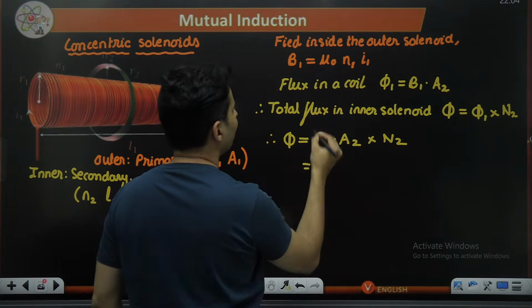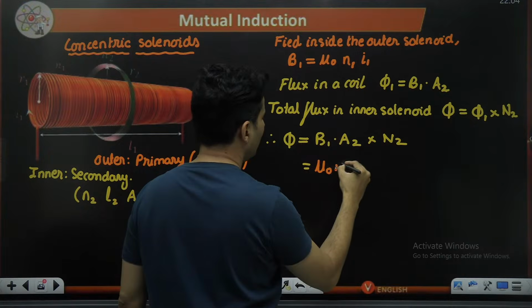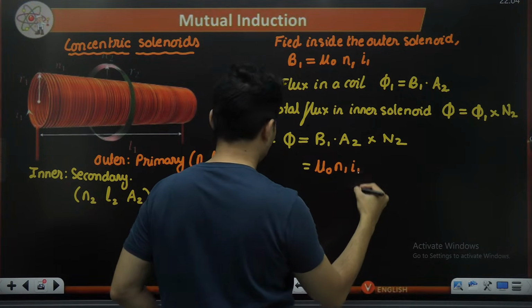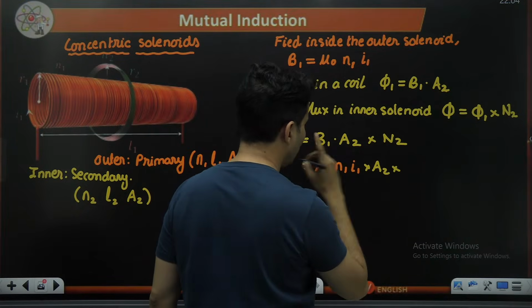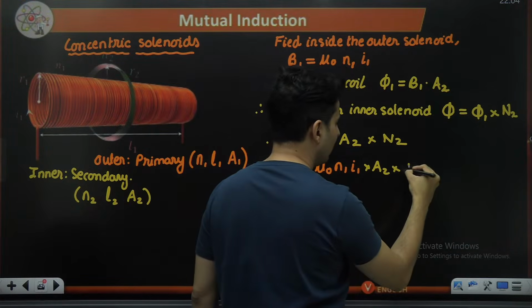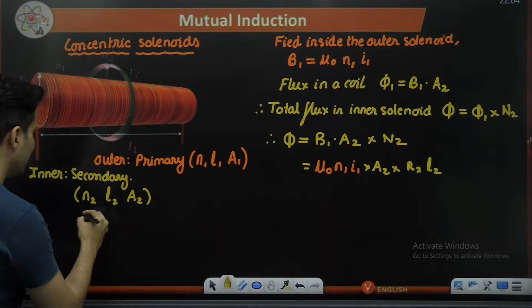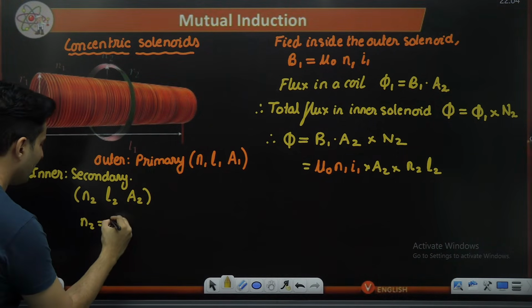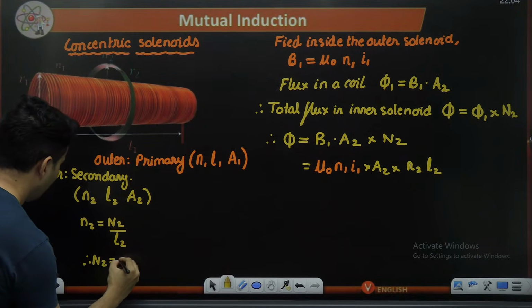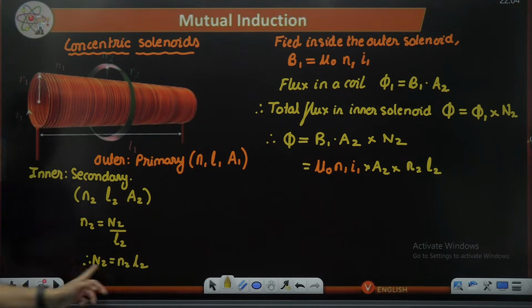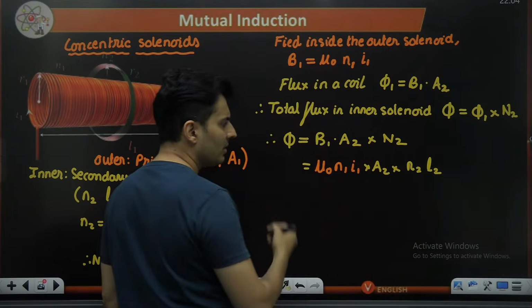What is B1? B1 is right over here, which is mu naught into n1 into I1. A2, I'll just keep it as it is. The number of turns N2 can be written as small n2 multiplied by L2. Why so? Because small n2 will be capital N2 by L2. So capital N2 will be small n2 L2. Is that clear now? Capital N2 is small n2 L2, with n being the number of turns per unit length.